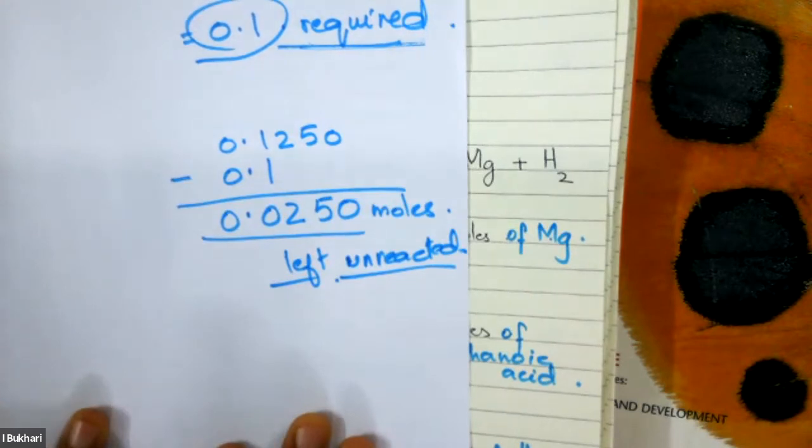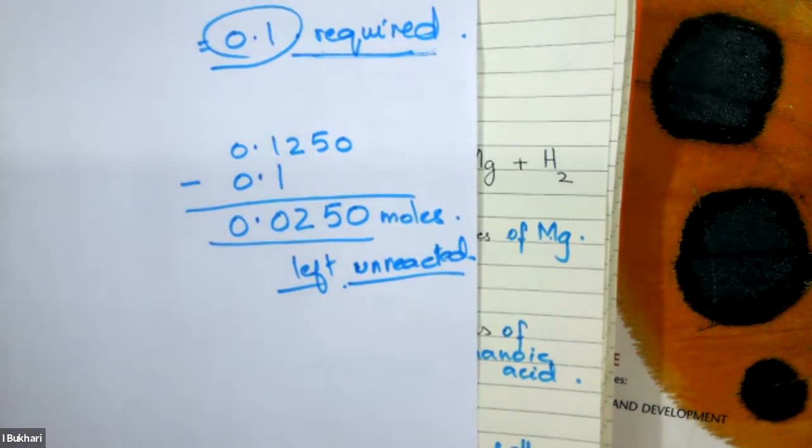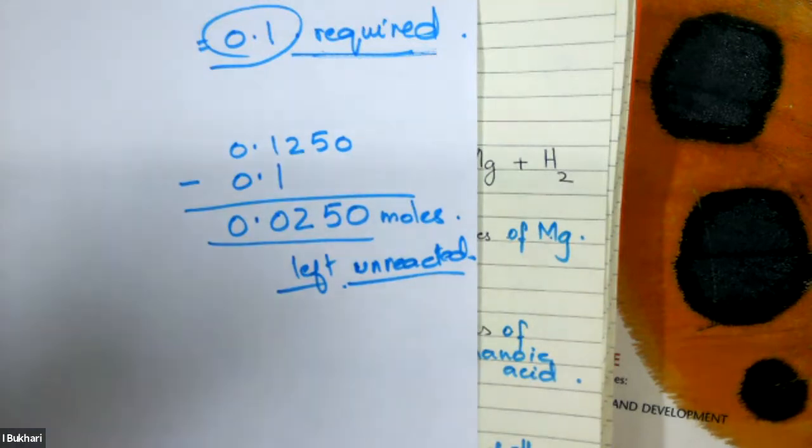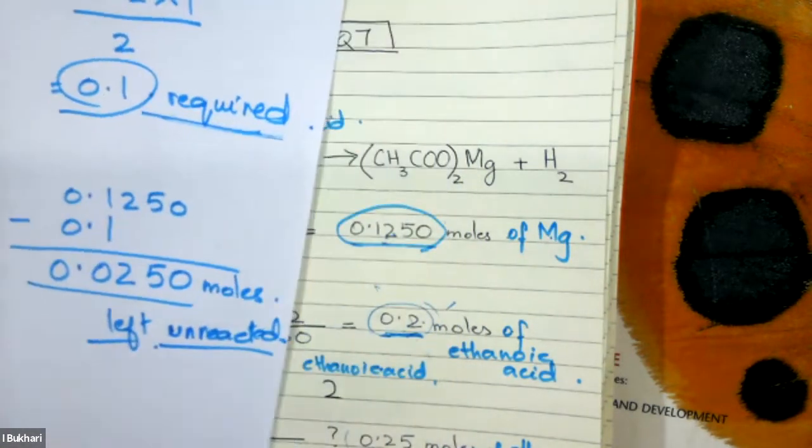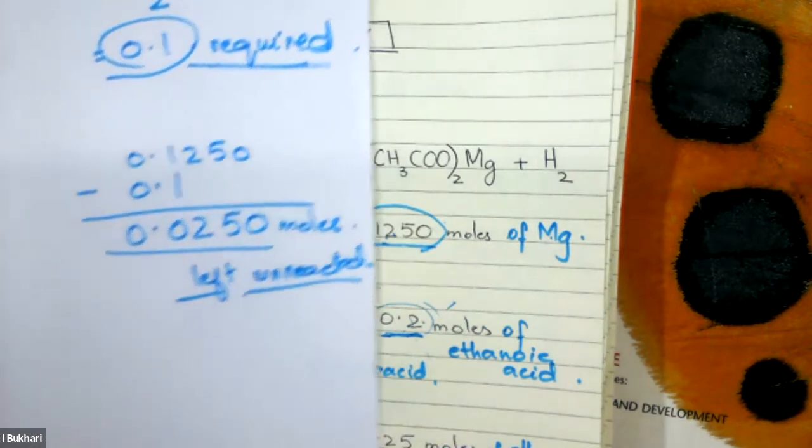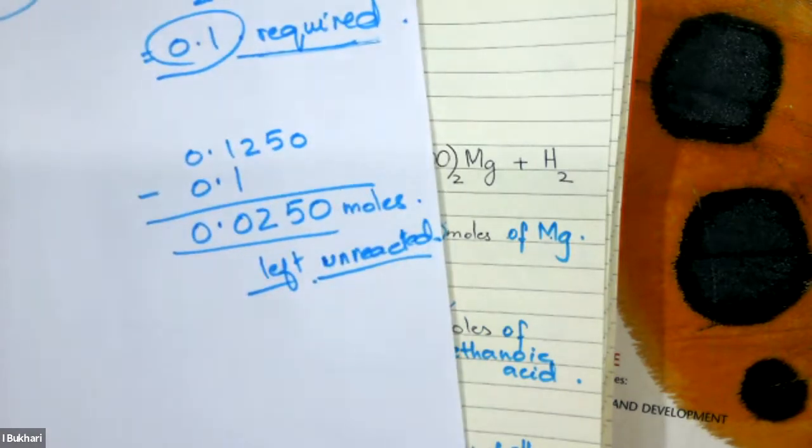This means that if we subtract the required ones from the real ones, then if it is more, it would be in excess, and if it is less, then we'll get the limiting factor. That's the limiting factor. Did you understand this? Can I move on? Yes, miss.